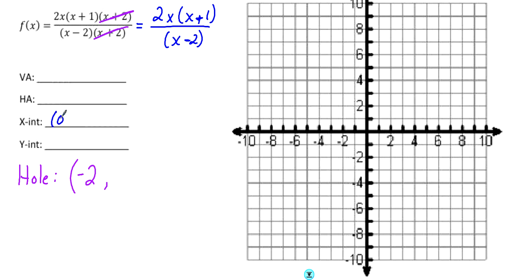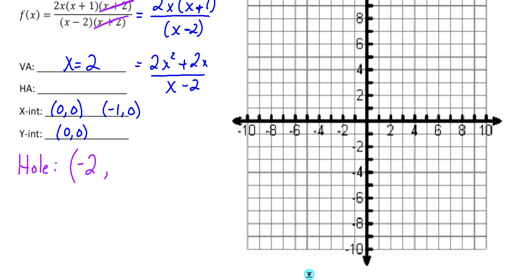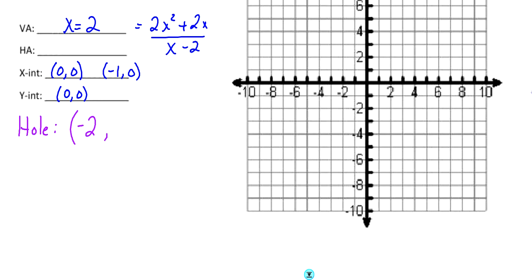So my x-intercepts, I have 0 and -1. Since I have an x-intercept of 0, 0 is also my y-intercept, so I got that. My vertical asymptote, I've got one of them at +2. And then when I go to do my horizontal asymptote, I notice that I have the power on top being bigger, which means I have a slant in this one. So when I'm distributing my 2x, I'm going to get 2x squared plus 2x over x - 2. And that's what I'm going to use to do my long division to find my slant.